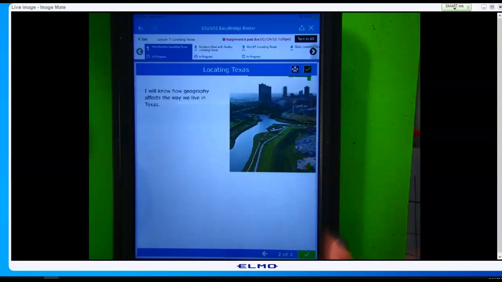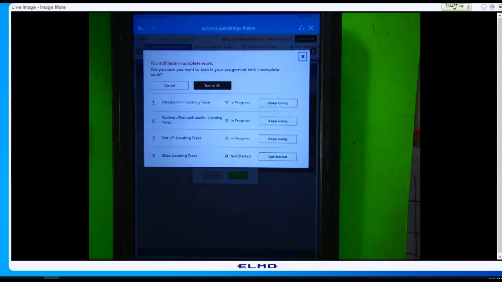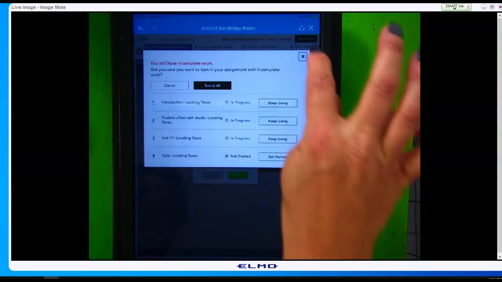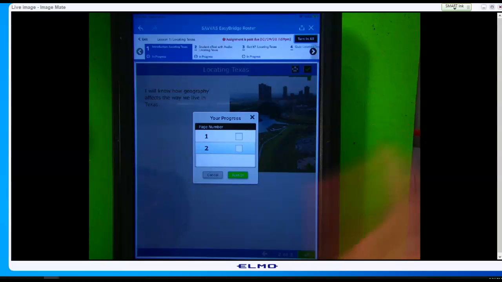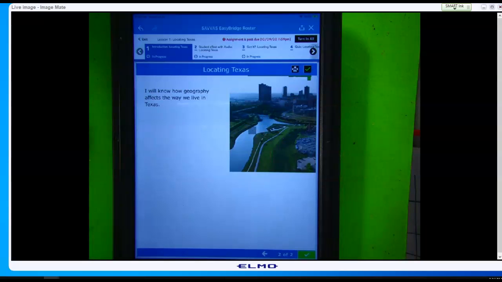Oh. Will it let me turn it in? Yeah, I'm going to turn in all. There you go. Nope, just kidding. Turn in. Yes. Fantastic. Yay! So I'm done with this. So I'm going to go back.